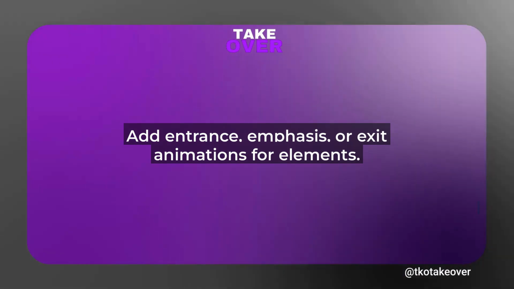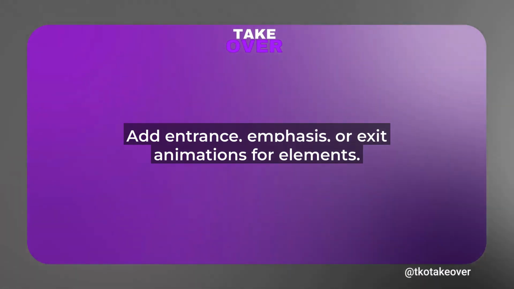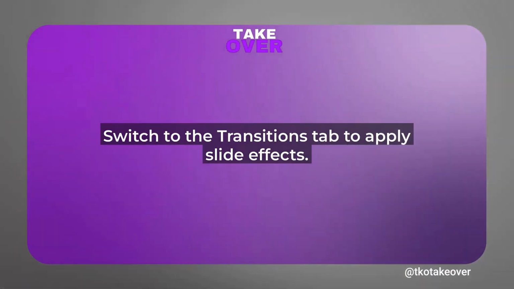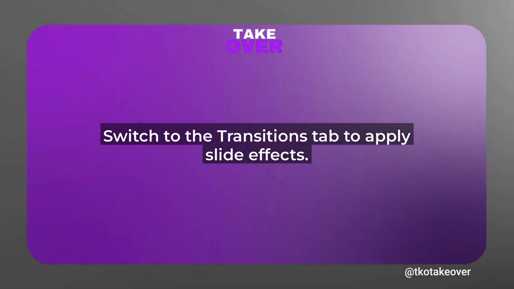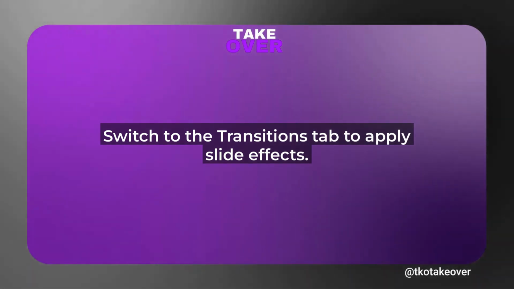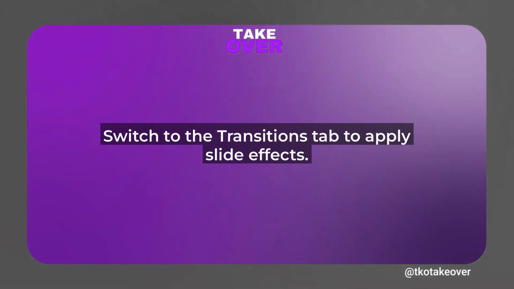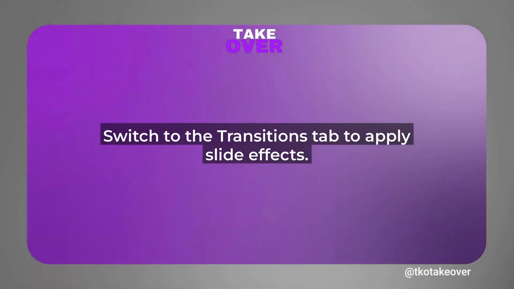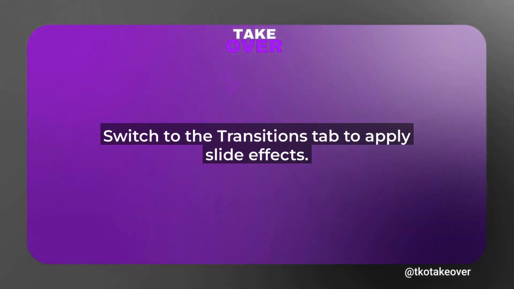Now, let's move on to transitions, which handle how one slide shifts to the next. Go to the Transitions tab. Here, you'll find a variety of effects, such as fade, push, or wipe. Select the slide in the thumbnail pane, pick a transition from the gallery, and tweak the duration or add a sound effect if it fits your style.